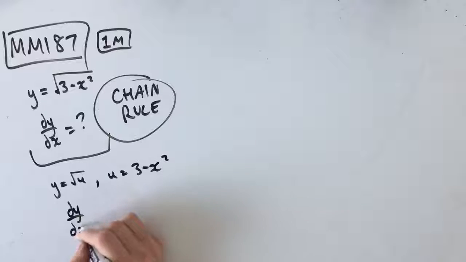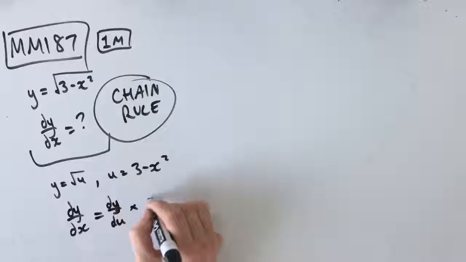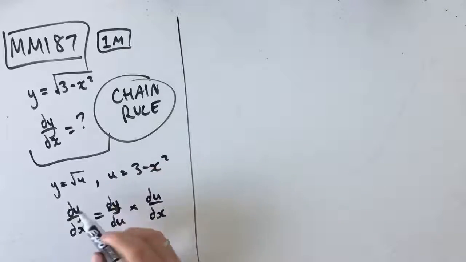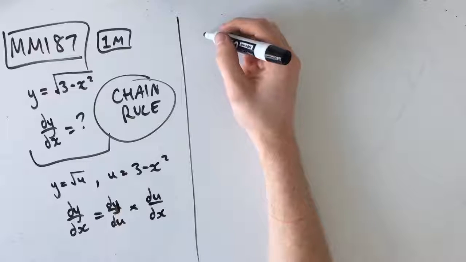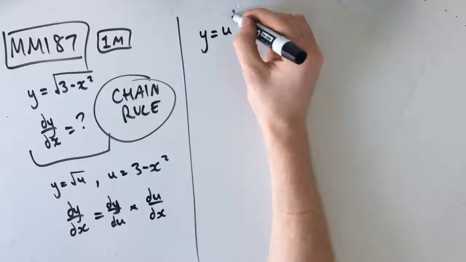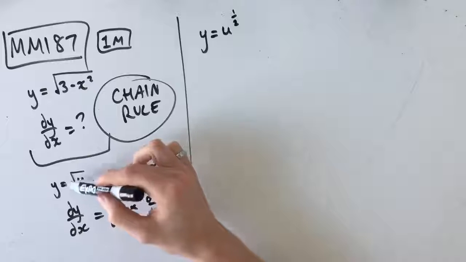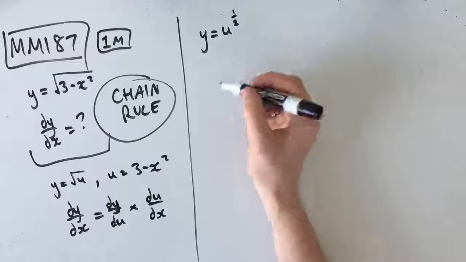As always, our derivative is equal to dy du times du dx. dy du is our derivative of y equals root u. I will break this down a little bit for you, just so that you can see exactly if you're not too familiar with it. So we know that y is equal to u to the power of a half because the square root of something is equal to that something to the power of a half, right?